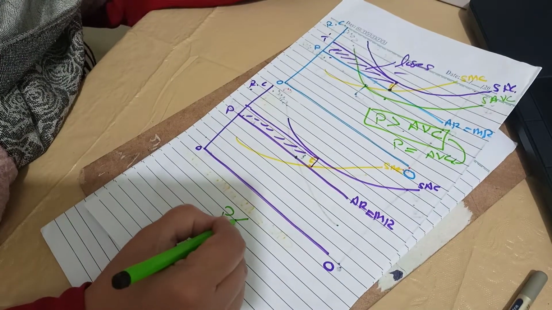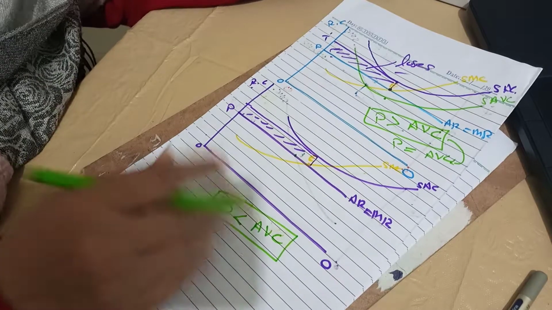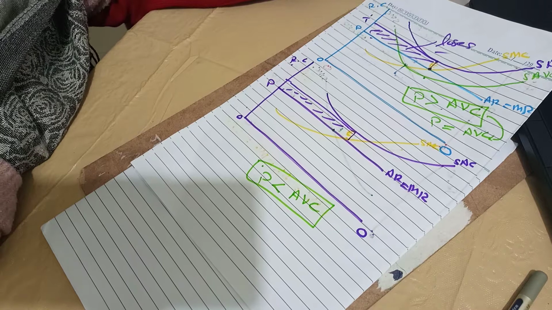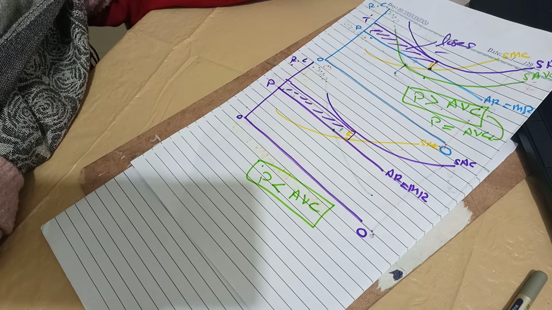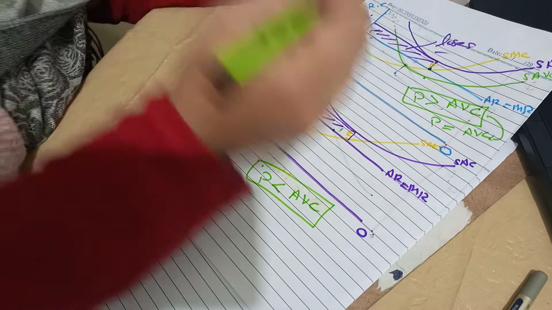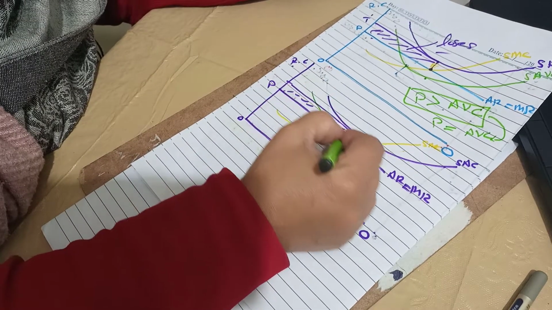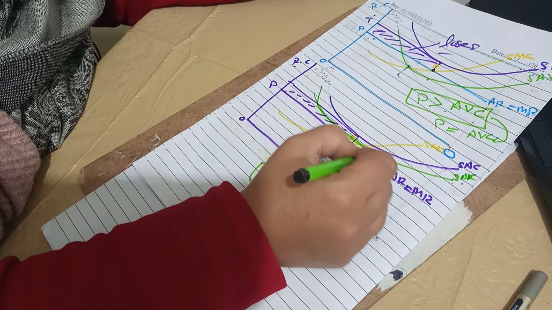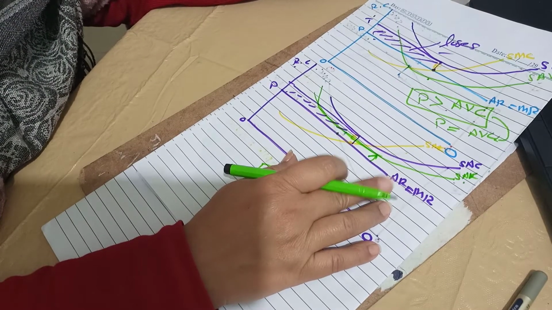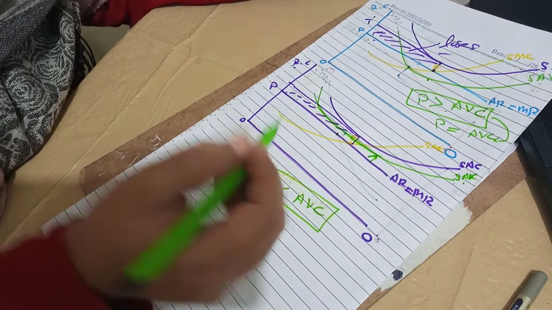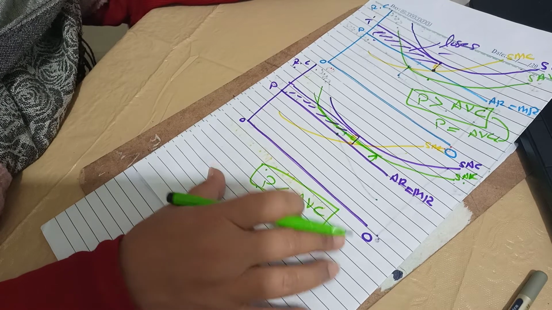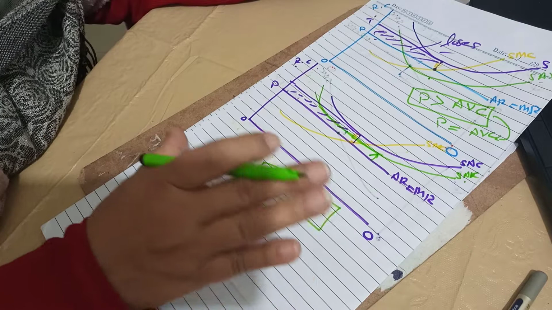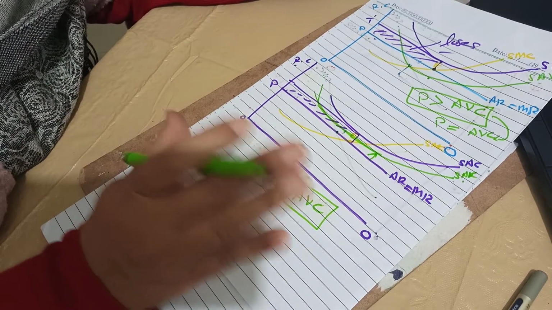But if the price goes below the average variable cost, then the firm shuts down its business, and this is the situation. This is the situation when the short run average variable cost goes up above the average revenue. Average revenue is actually the price of the firm. When price goes down below the average variable cost, or average variable cost goes up above the price, then this is the point where the firm wants to shut down its business.